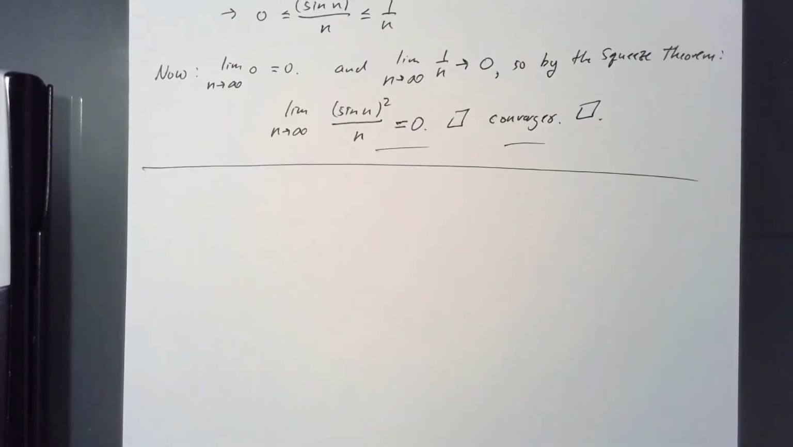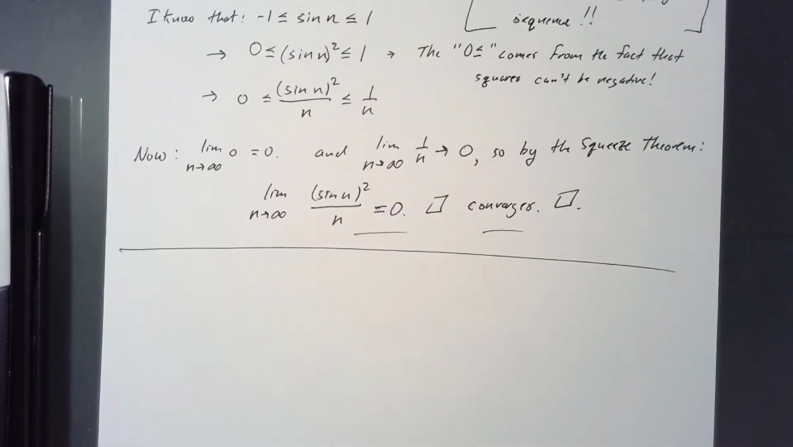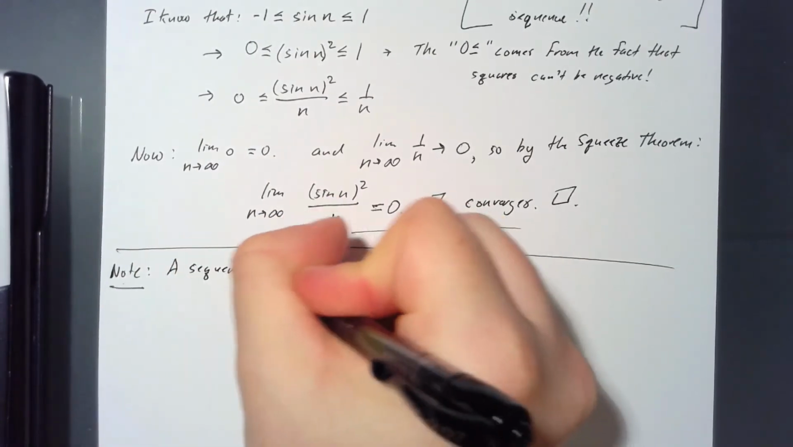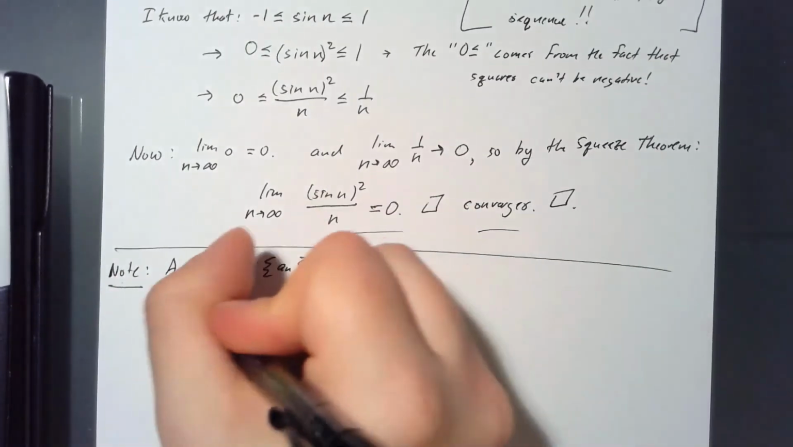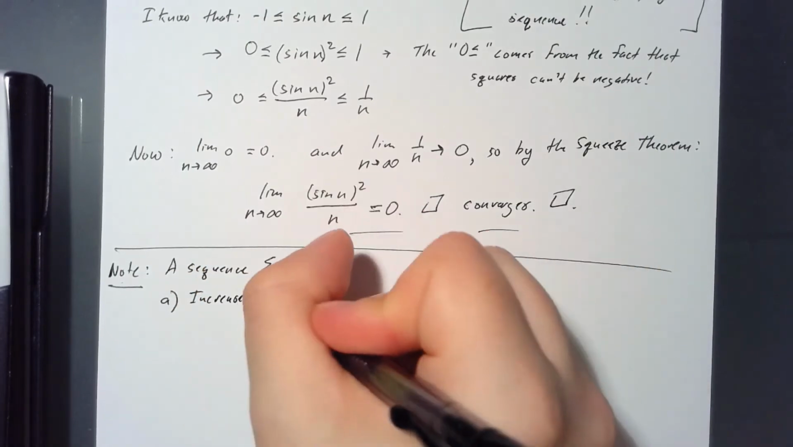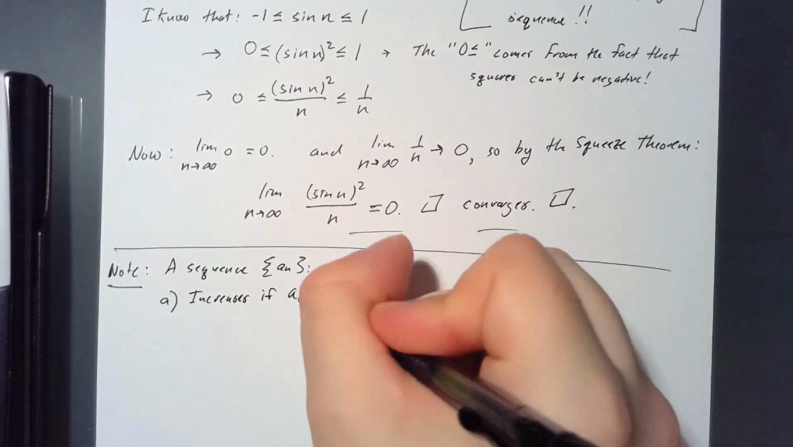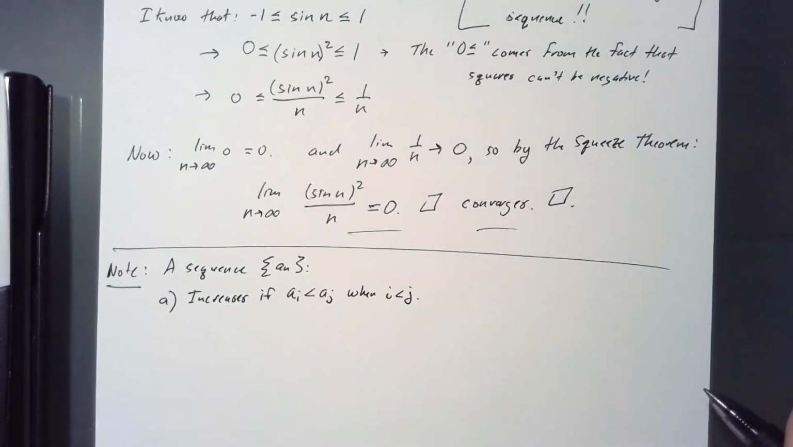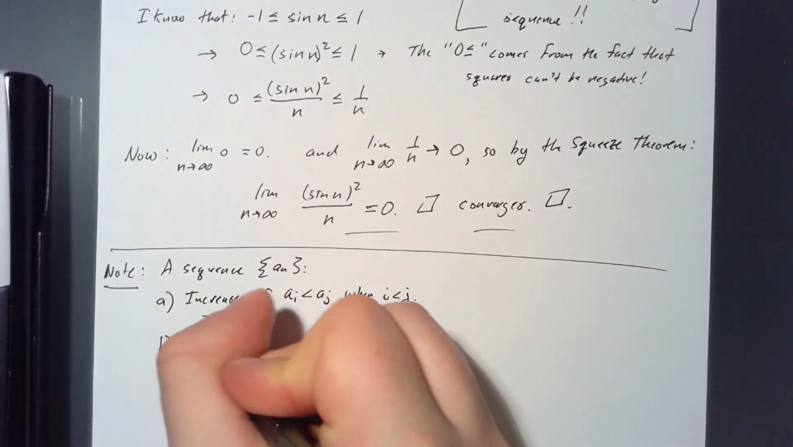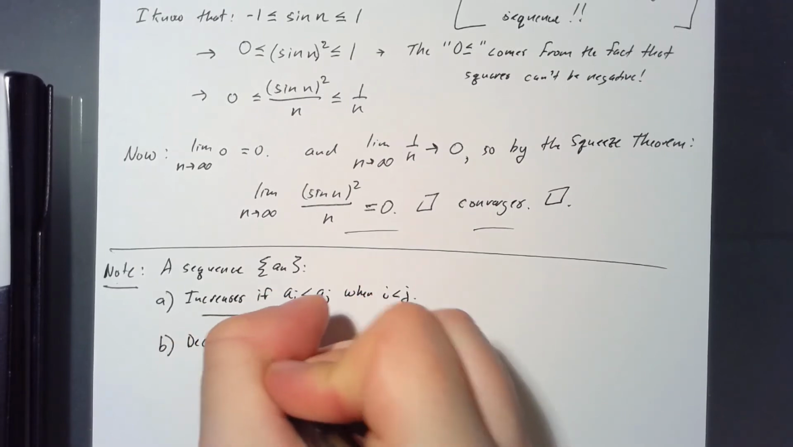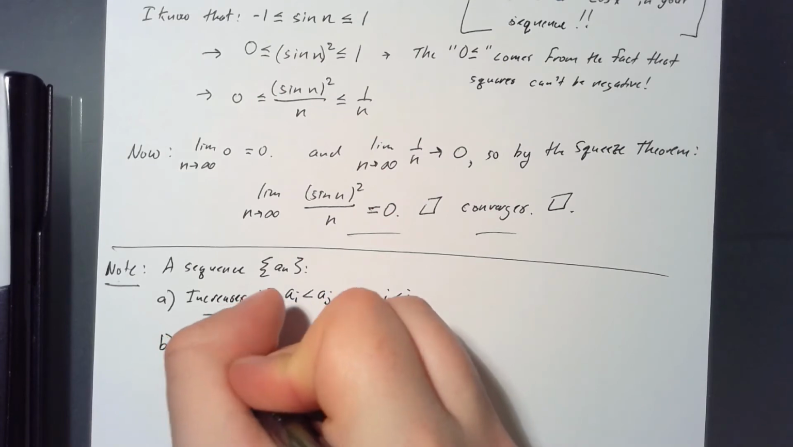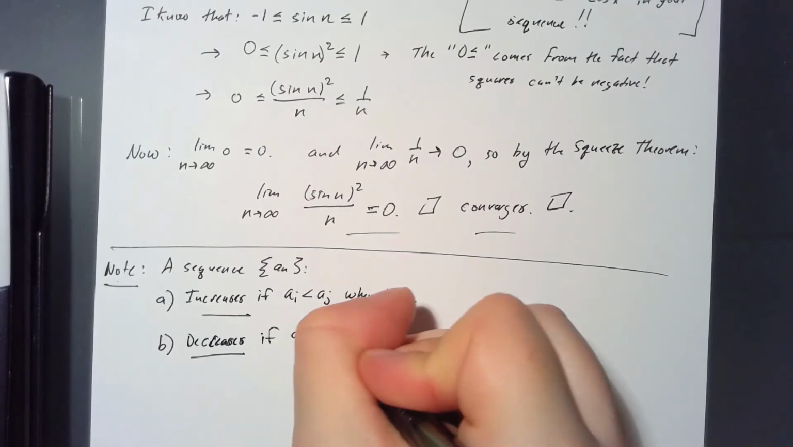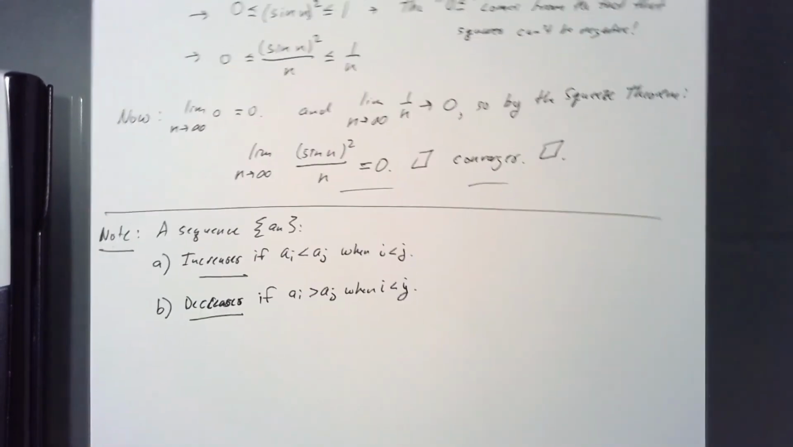Let's go on to a new topic in this section. So note, a sequence increases if the terms get bigger from left to right, and it decreases if the terms get smaller from left to right. That's basic common sense.